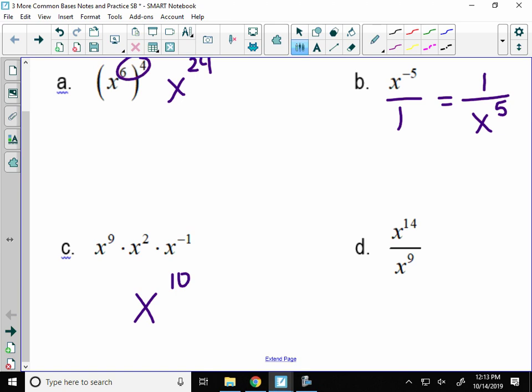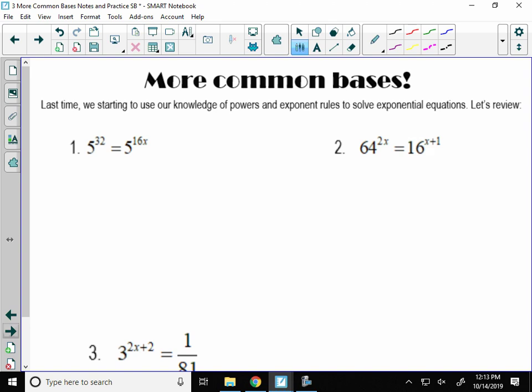And finally, if I have a fraction, what do I do with our exponents? Subtract. So it'll be x to the 5th. Okay, good. I wanted those to be really easy. That we will use all 4 of those today. Now let's review what we did Friday because it's just nice to see it again before we get to more complicated problems.